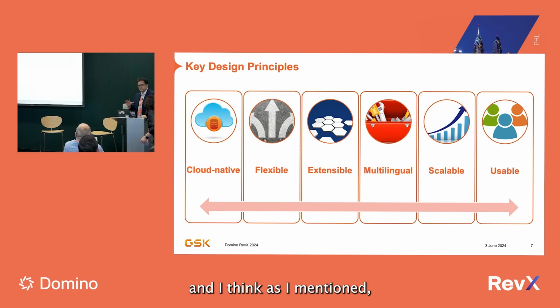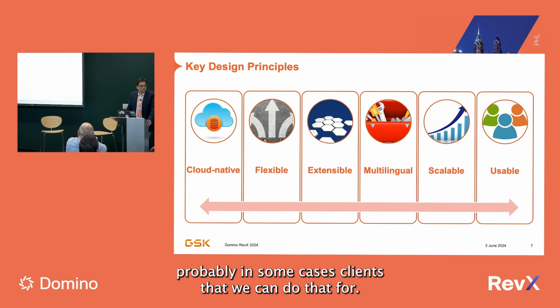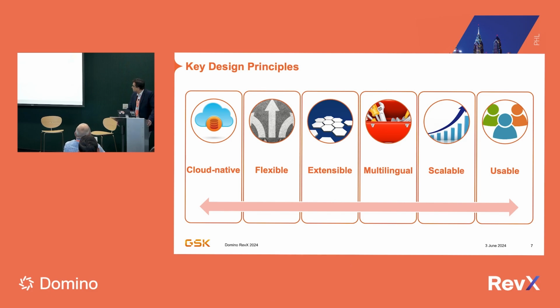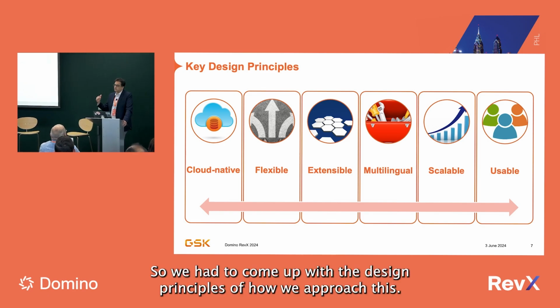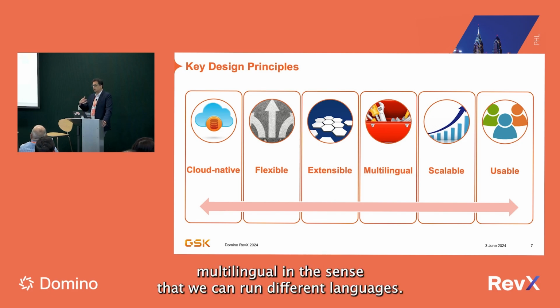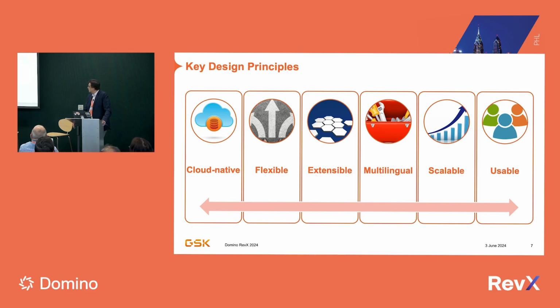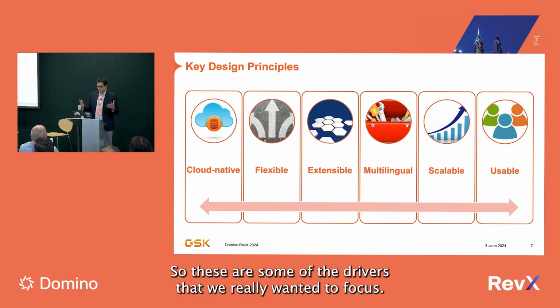As Eileen mentioned, we already had two legacy systems, built on older technology, in some cases client-server technology. So we had to come up with design principles for how we approach this: cloud native, flexible, extensible, multilingual in the sense that we can run different languages, R, SAS, and Python, all together under the same umbrella. Certainly scalable and usable. These are the drivers we really wanted to focus on.